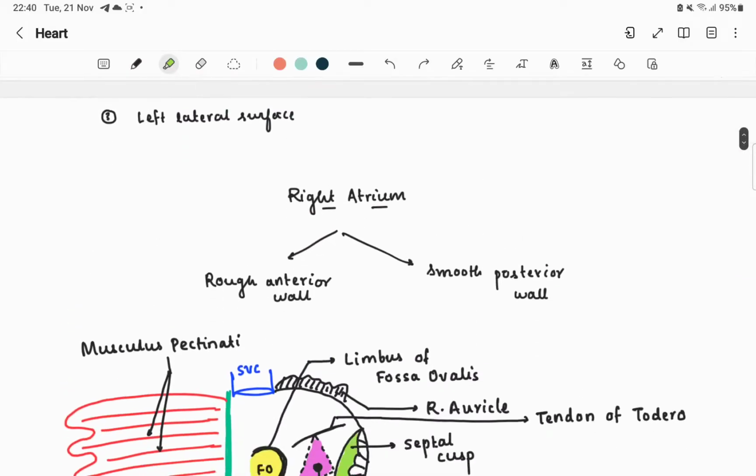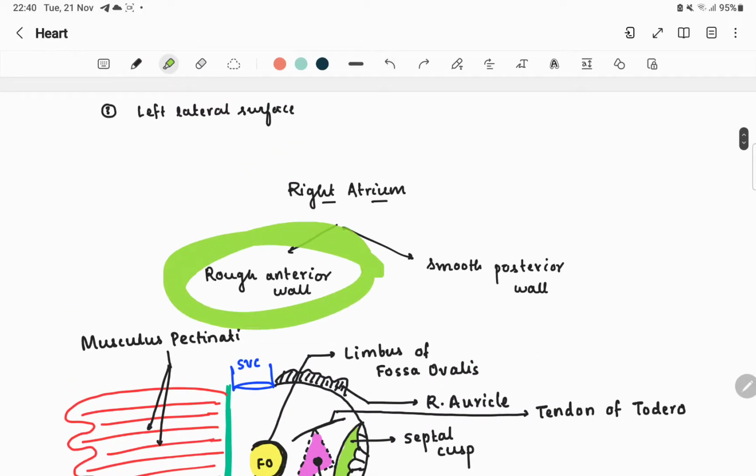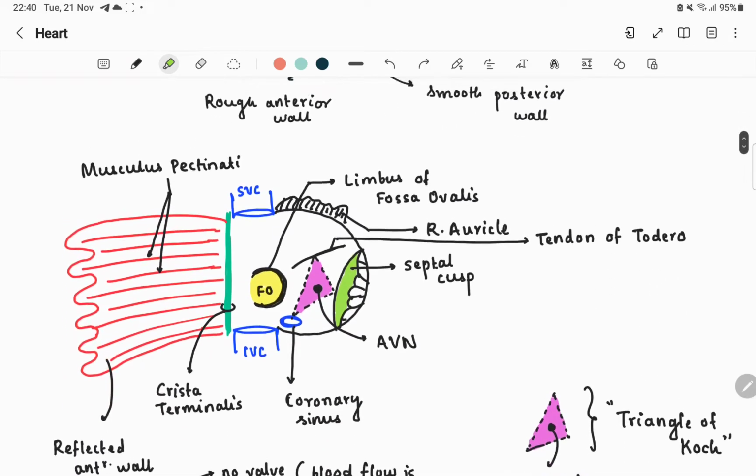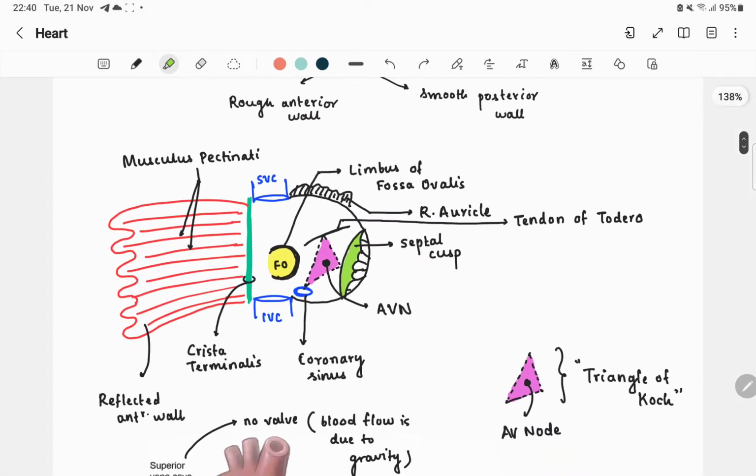Okay. Let's discuss the right atrium. It has a rough anterior wall and a smooth posterior wall. To expose the right atrium, we have removed the flaps, which are called the musculi pectinati, the muscles which were covering the right atrium. We have removed these muscles, and now we are seeing the right atrium.